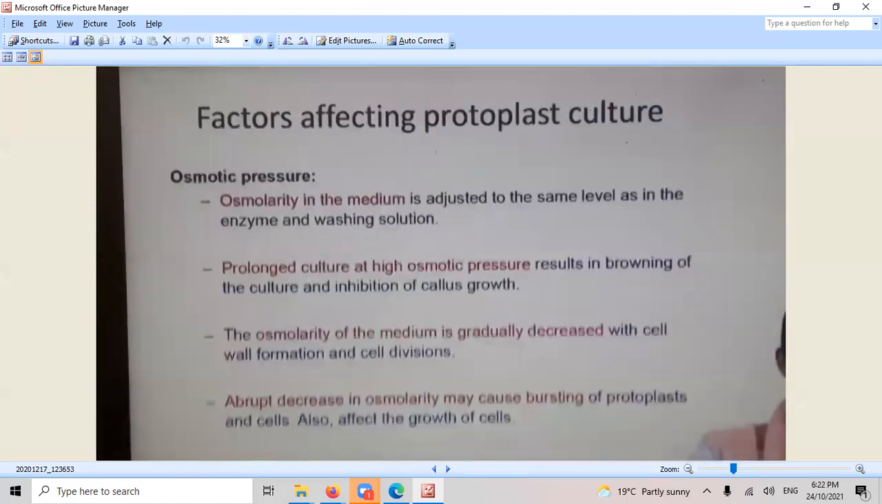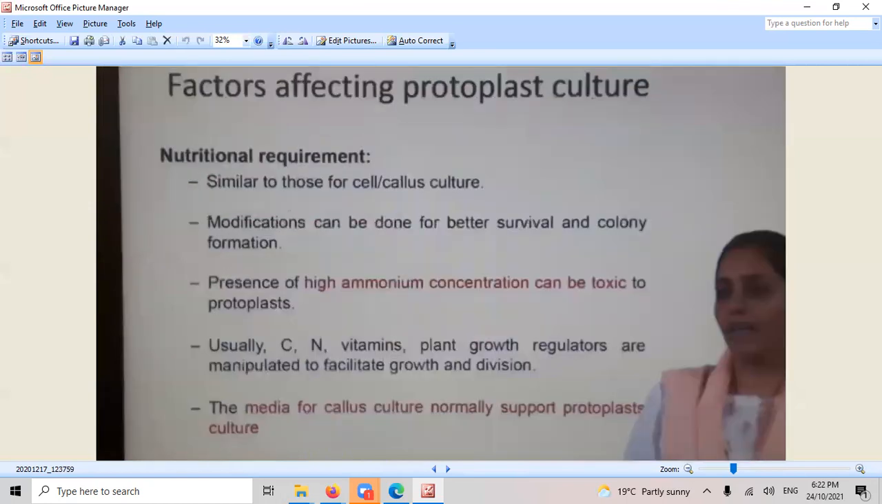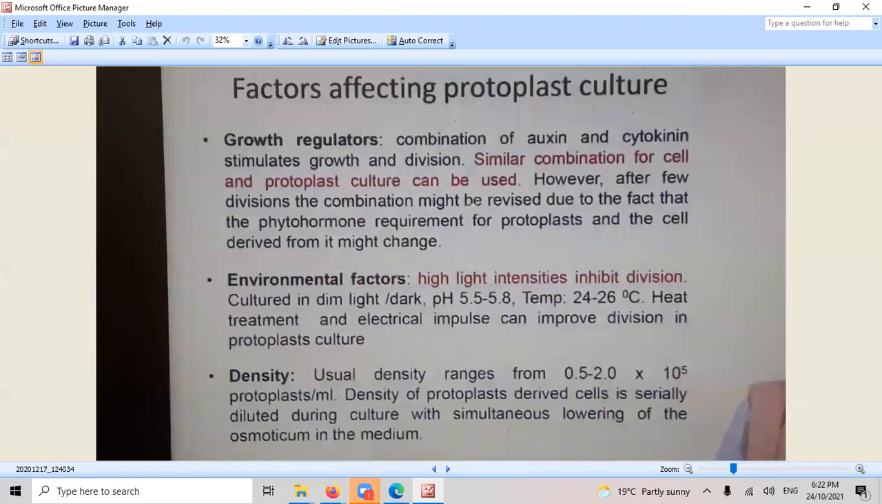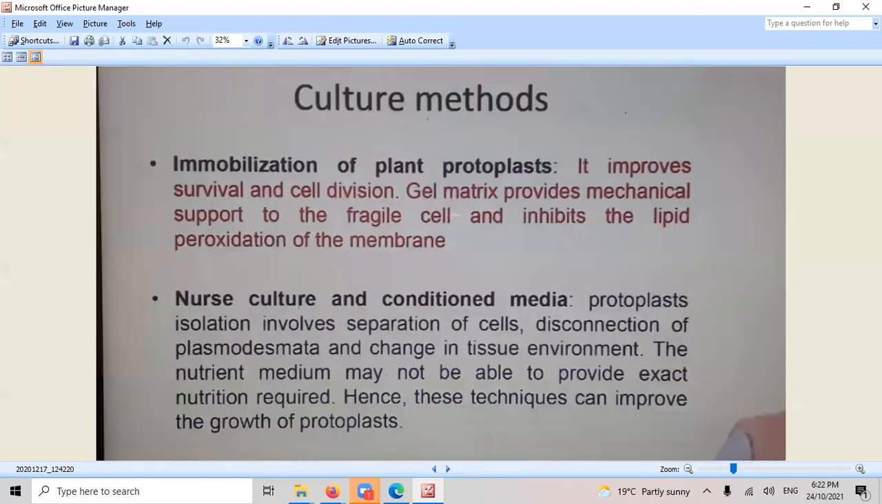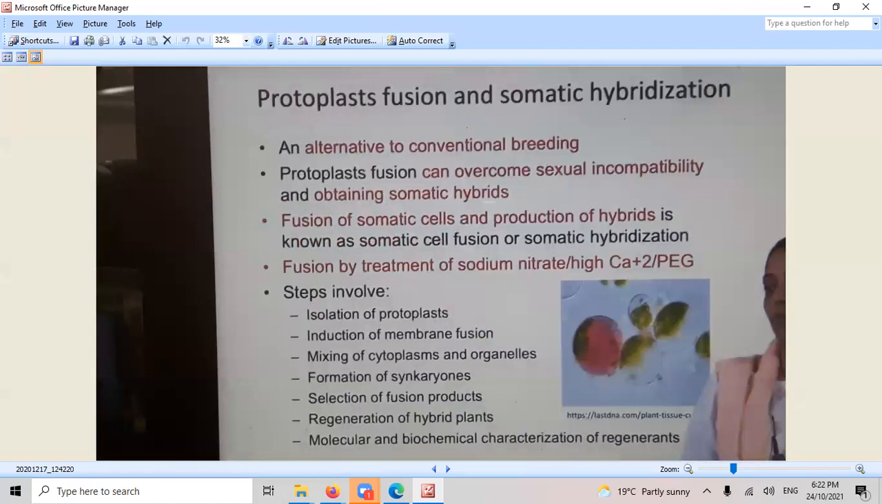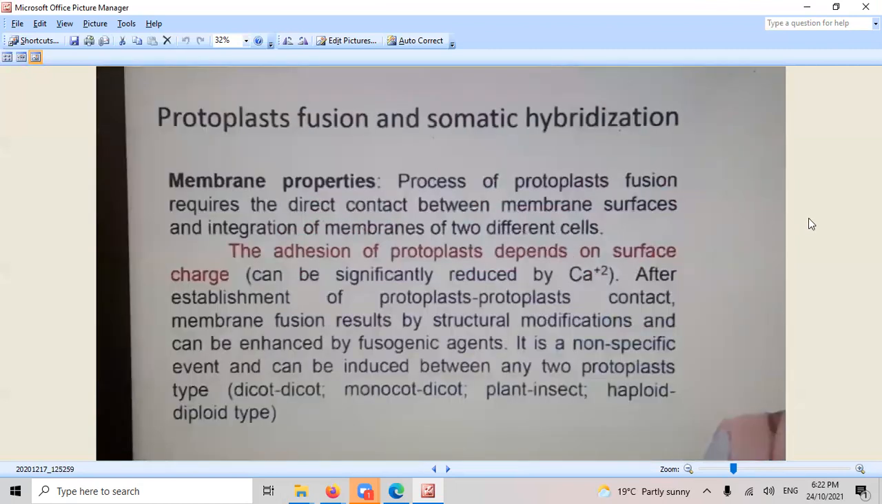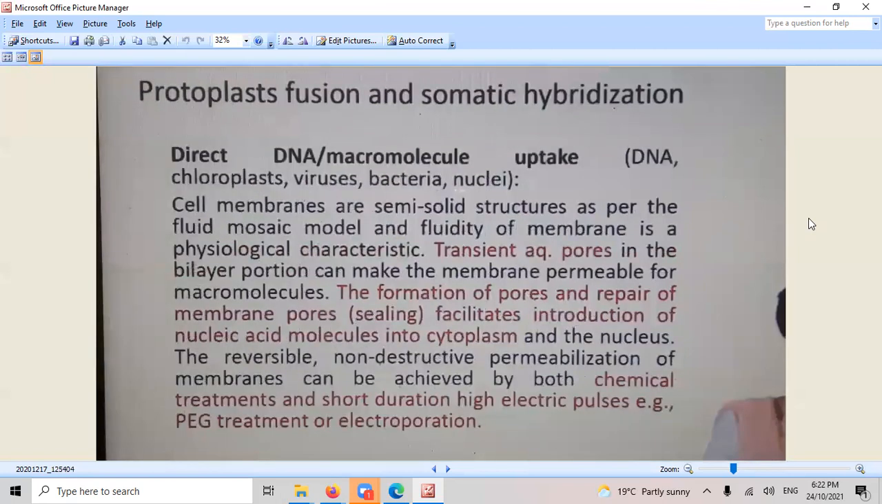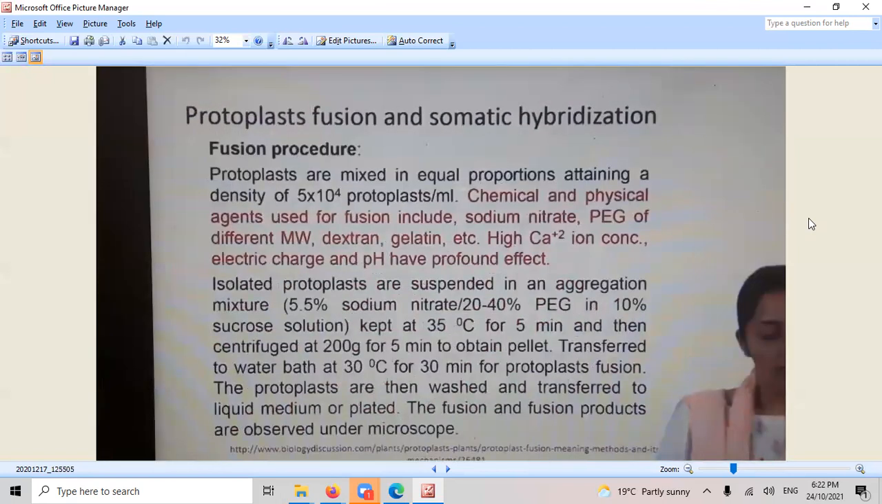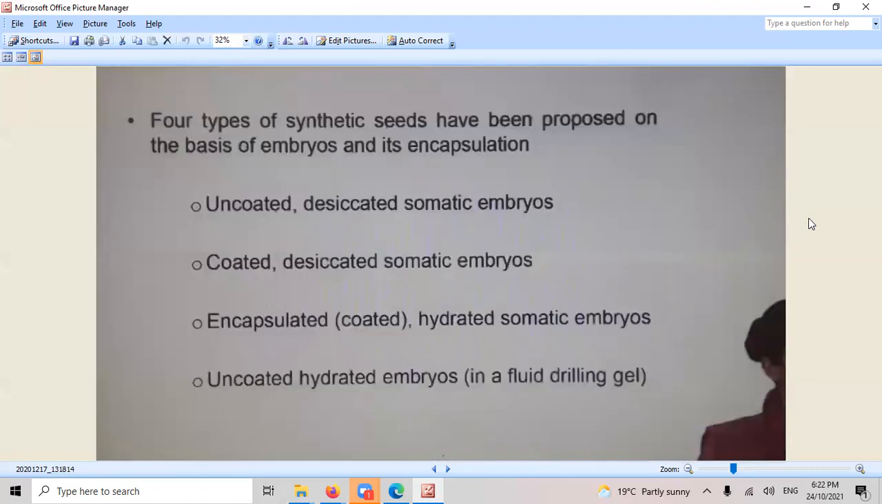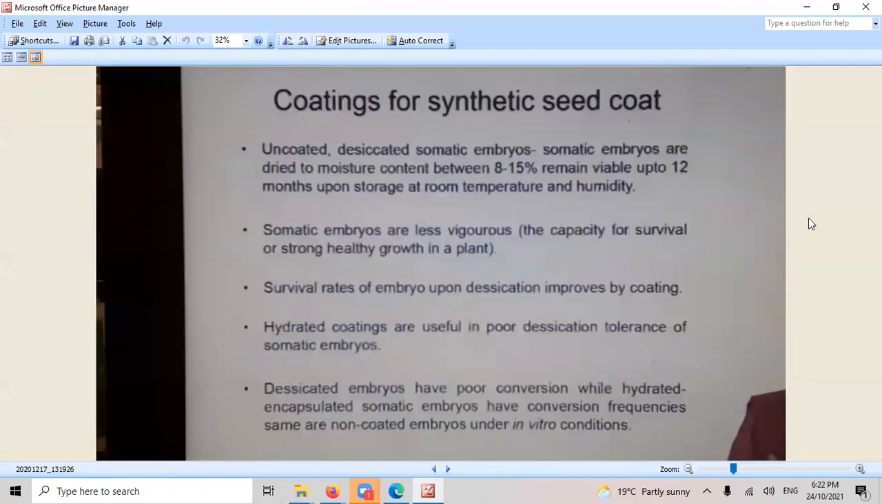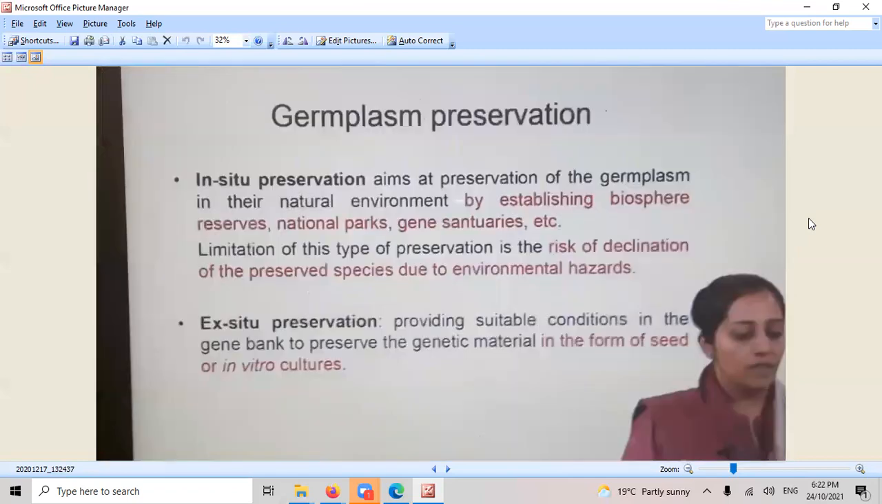The amounts you're going to give it. Osmotic pressure. Protoplast culture is a cell missing the wall. There's a protoplast. It's missing a cell wall. Animals have them. Easy to fuse and to mix with. Fusion procedures. Synthetic seeds, that is rad, those things. They're so cool. I got some of them.